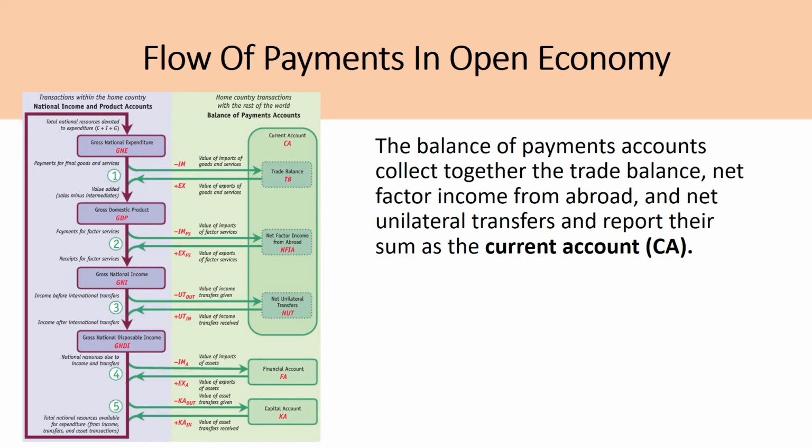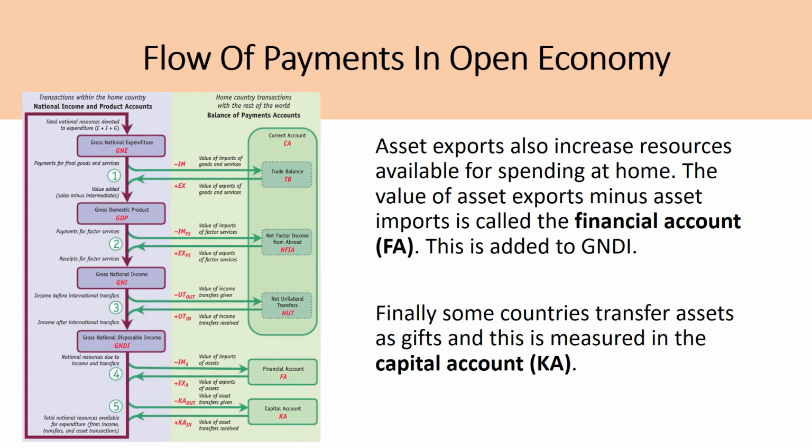So the balance of payment accounts collect together the trade balance, the net factor income from abroad, and net unilateral transfers, and report this sum as the current account. And you can see that illustration. So TB plus NFI plus NUT all sum up to equal the current account. So adding GNE plus CA gives us GNDI, right? And we'll illustrate the algebraic version later on in the presentation.